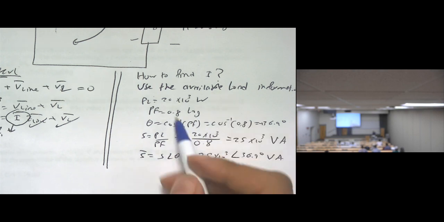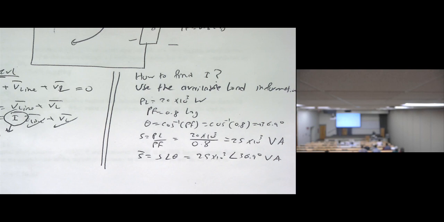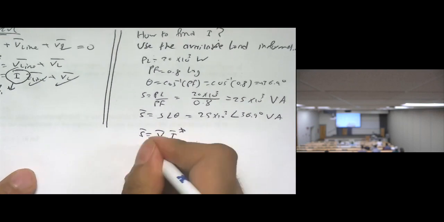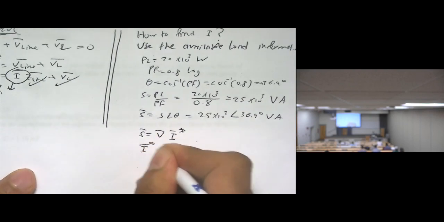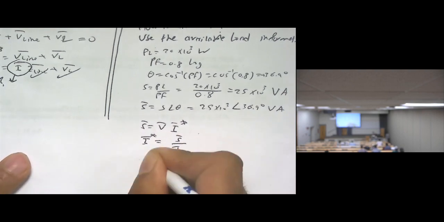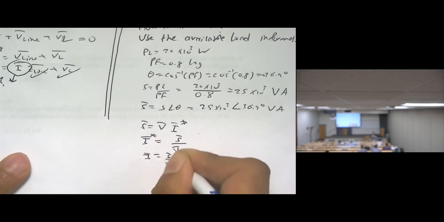The first step is to use the available information to find the complex power. What's the formula of the complex power? S bar equal V bar times I bar conjugate. I know V, I know S, so I can find I. Just recall the DC circuit analysis: I know P, I know V, you can find I. So S bar equal V bar times I bar conjugate. Therefore, I bar conjugate will be S bar over V bar. In other words, I will be S over V bar, all conjugated.